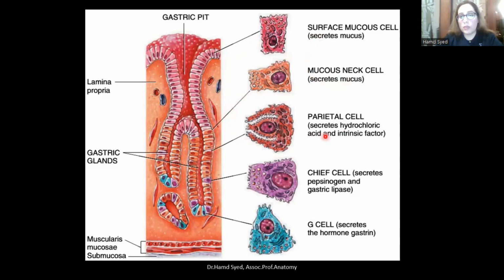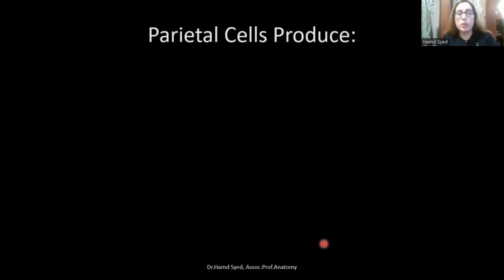Now, these are the cells which are secreting hydrochloric acid and intrinsic factor. And then in the lowermost portion of these gastric glands are the chief cells, which are producing the pepsinogen and lipase, and also the enteroendocrine cells. In this case, they are the G cells producing the hormone gastrin. So we will be talking about enteroendocrine cells in a short while. First, let's look at the parietal cells.